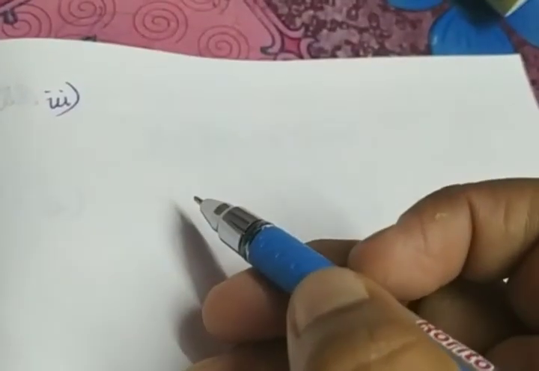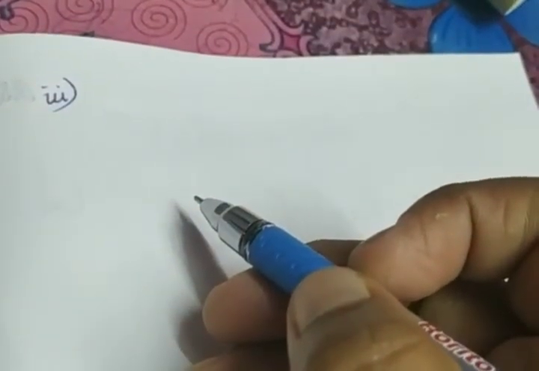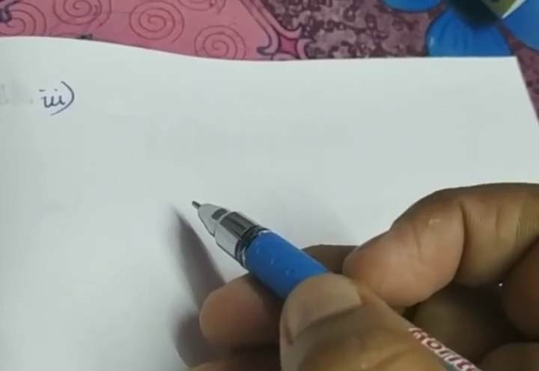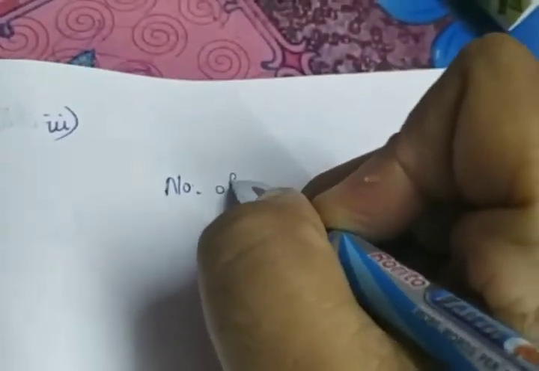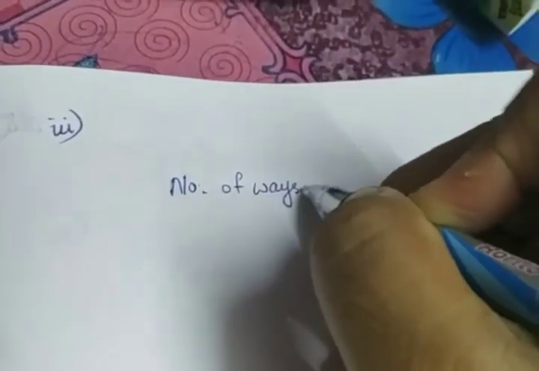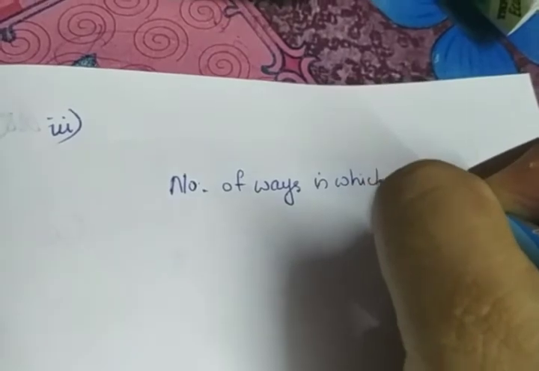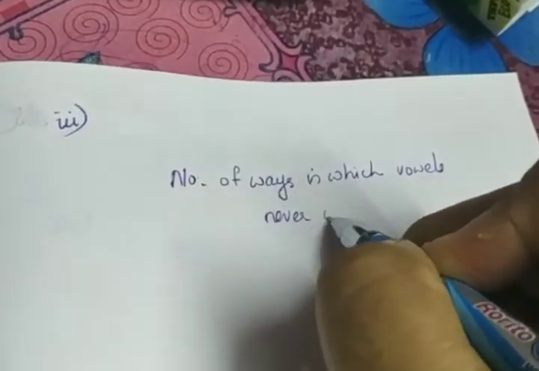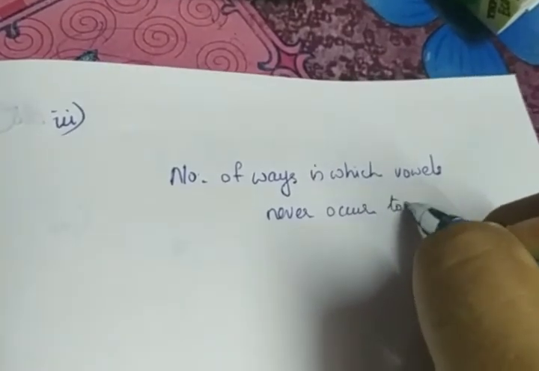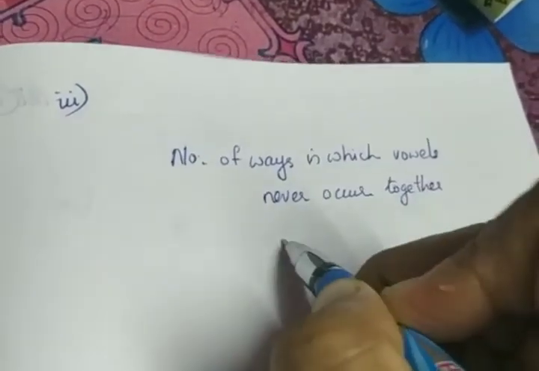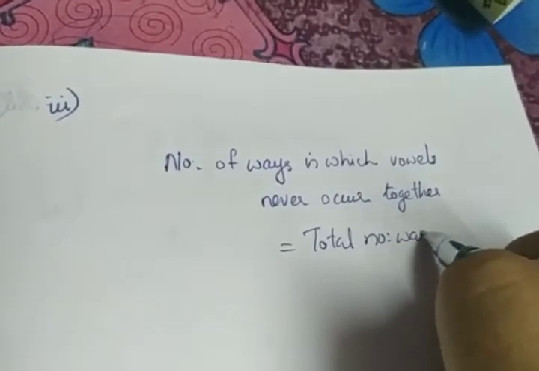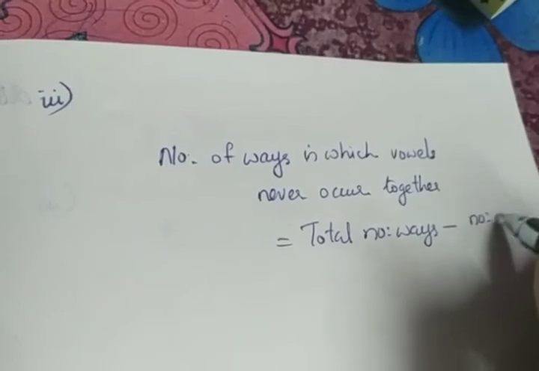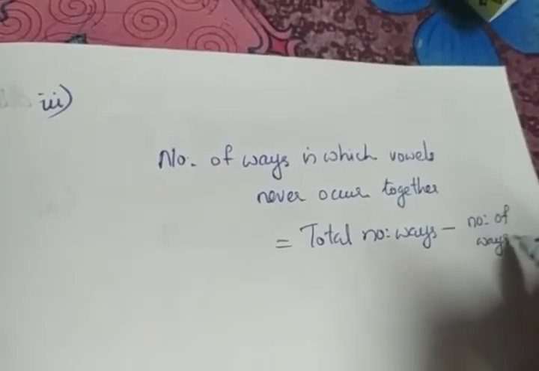The third part is to find the number of arrangements in which all vowels never occur together. We have to find the number of ways in which vowels never occur together. That will be equal to total number of ways in which the letters can be arranged minus number of ways in which vowels come together.